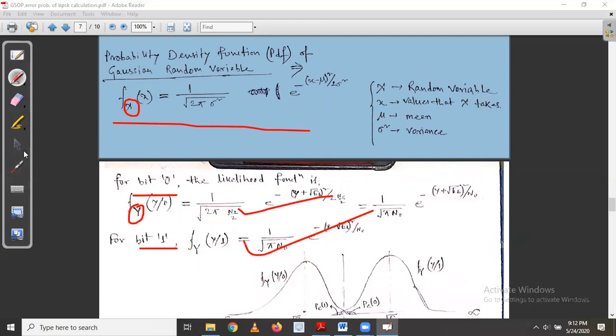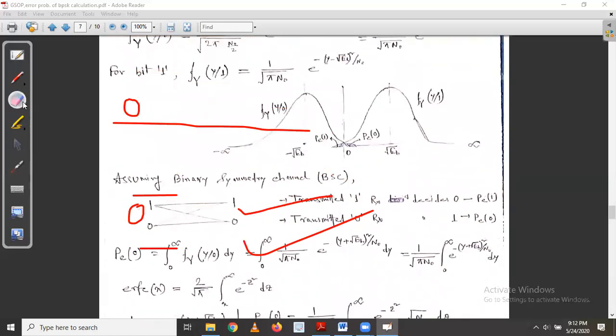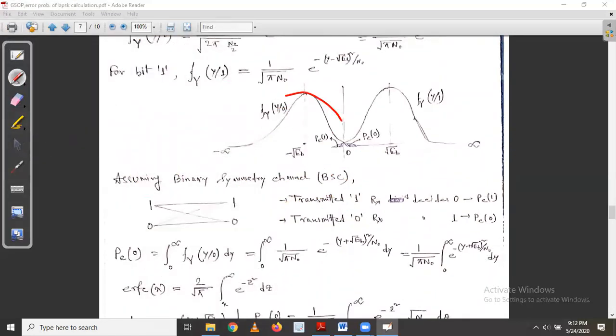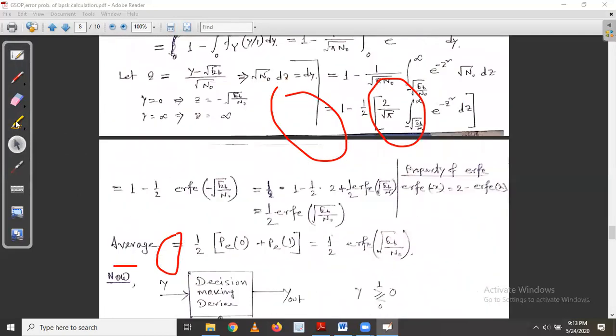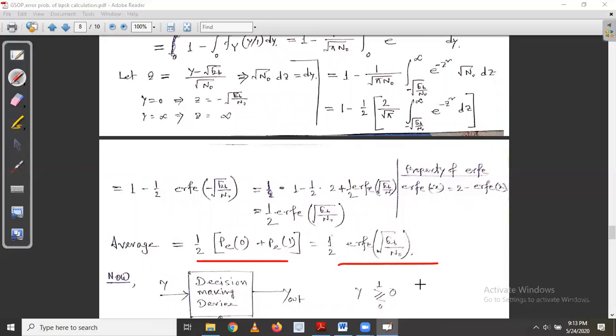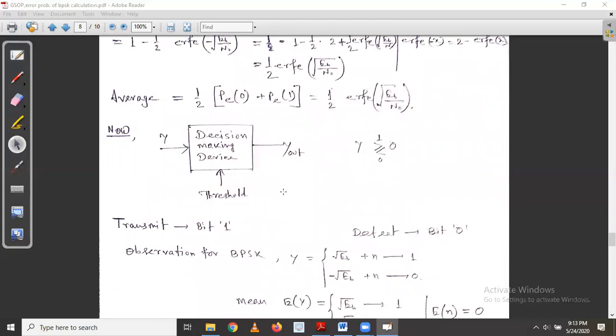From these two things, we have this kind of two curves. From these curves, and by setting the limit of the integration, we can calculate the probability of error for 0 and the probability of error for 1. And finally, we can do the average. So this is the case we have discussed today, right? How to calculate the probability of error for BPSK. In the same way you can try for any other modulation technique also.